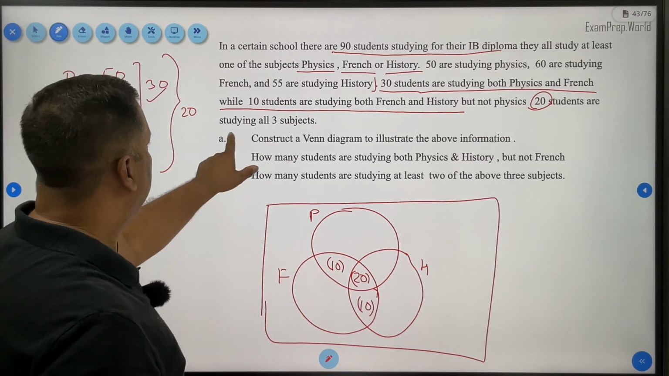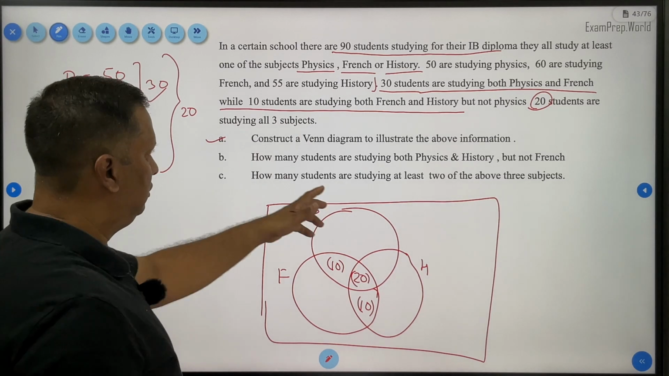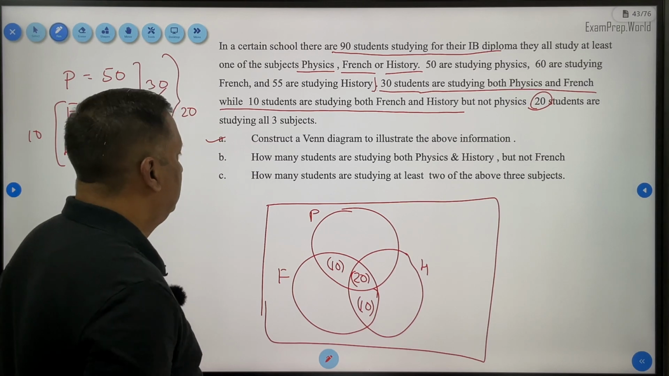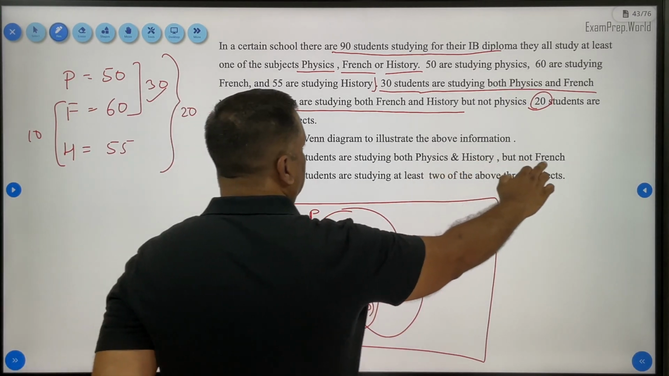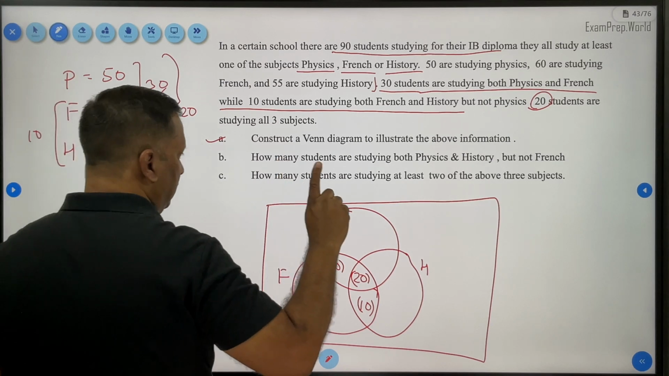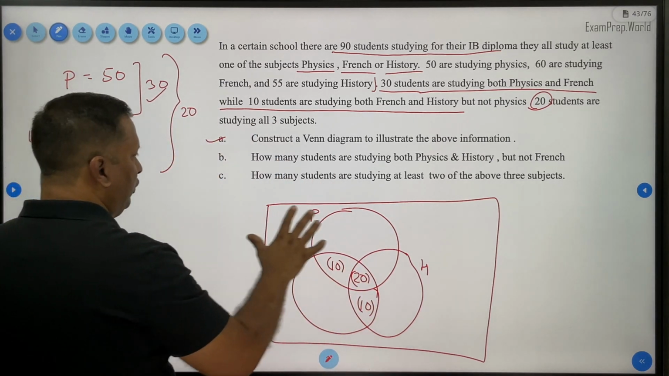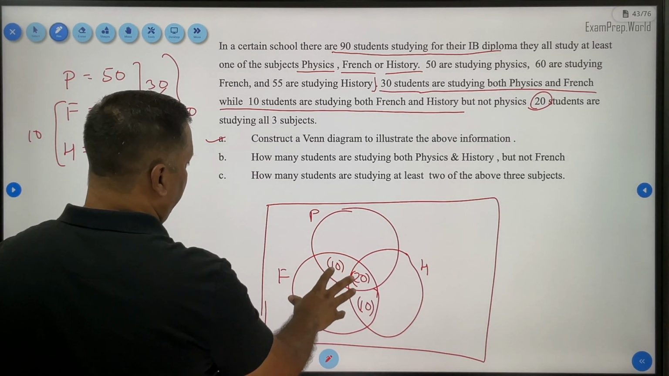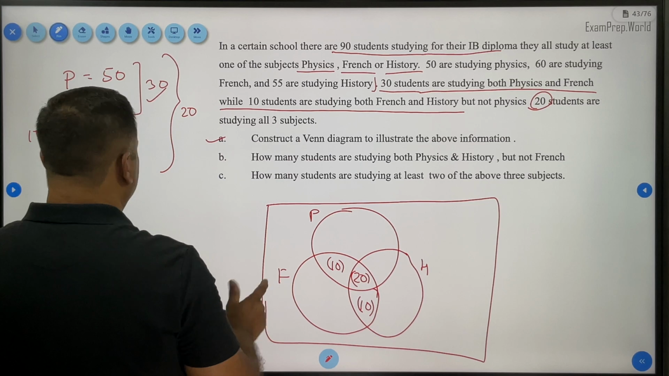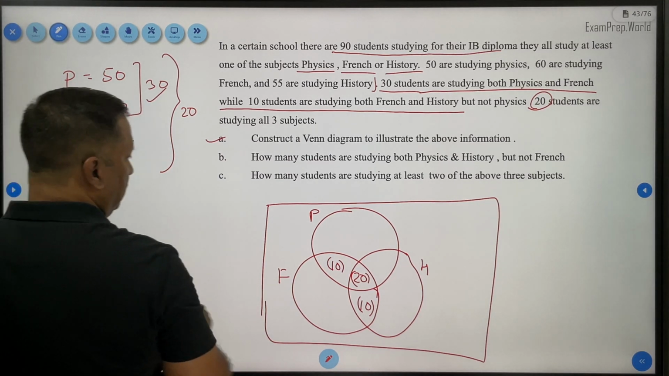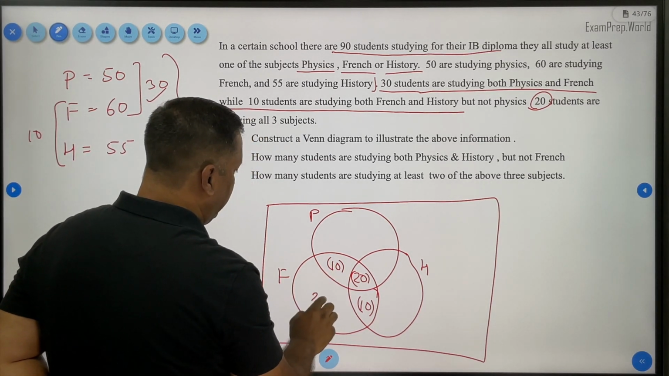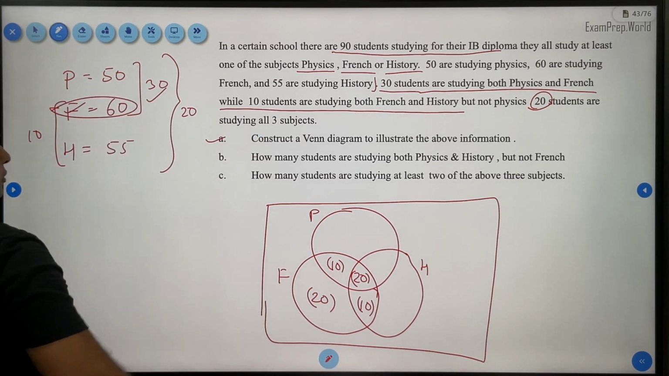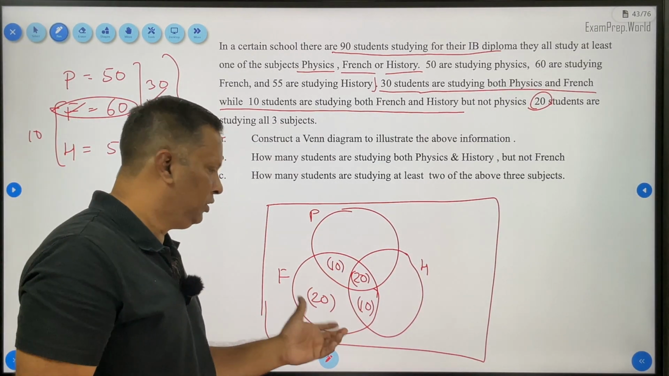Now the Venn diagram is constructed. How many students are studying physics and history, but not French? No one. We will see if that is empty once we fill all these things. First we are going to fill French, because all three numbers are here. French is 60, so here we have 40, so 20 should be here. So the French part is done. French 60s are over: 20, 30, 40, 50, 60.